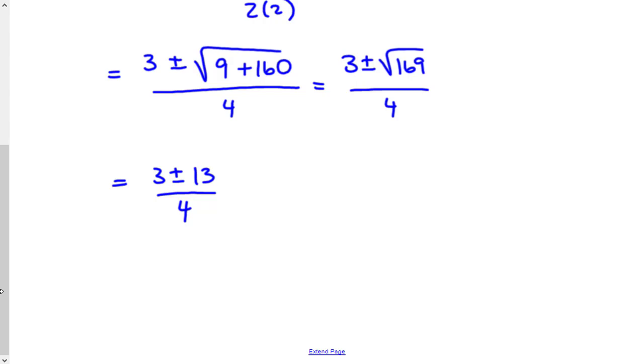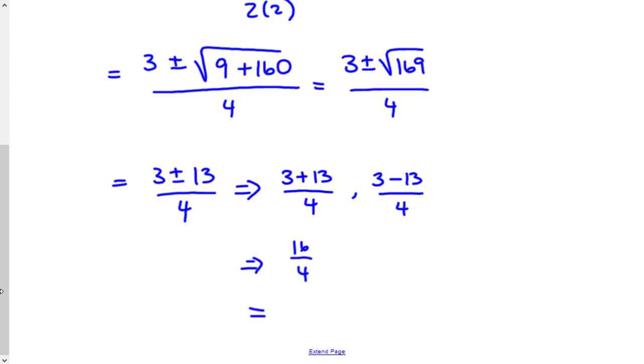However, you can't leave this as your final answer. You have to fully simplify it. So this means 3 plus 13 divided by 4, and 3 minus 13 divided by 4. So 3 plus 13 is 16 over 4. So 4 is one answer. And this would be negative 10 over 4, or negative 5 halves. So there's the simplest form of the final answer. So if you run into that case, you do have to continue on and get the rational values as answers.